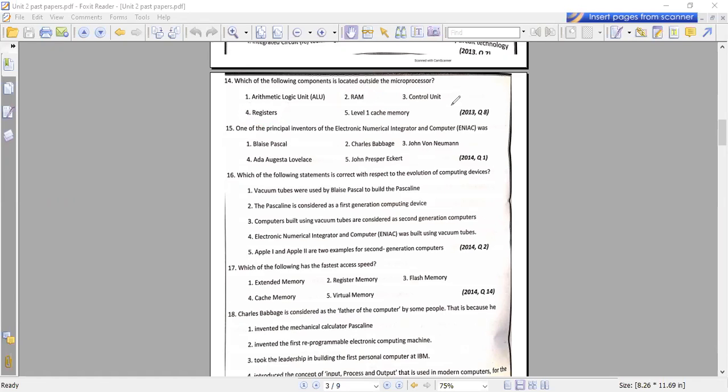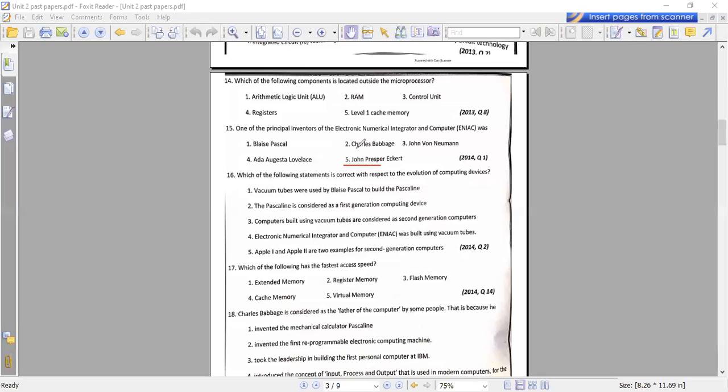5th one. Which of the following is one of the principal inventors of the Electronic Numerical Integrator and Computer, ENIAC? ENIAC was done by... now we'll see what answers you have put. Yes, you all have put the 5th answer, John Presper Eckert. 5th one. Correct.